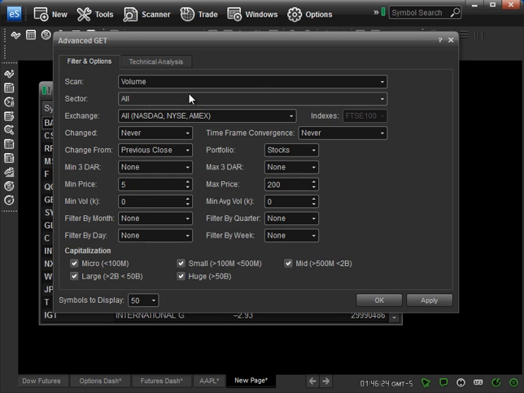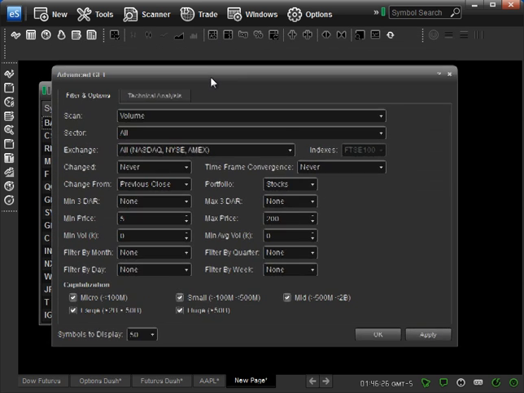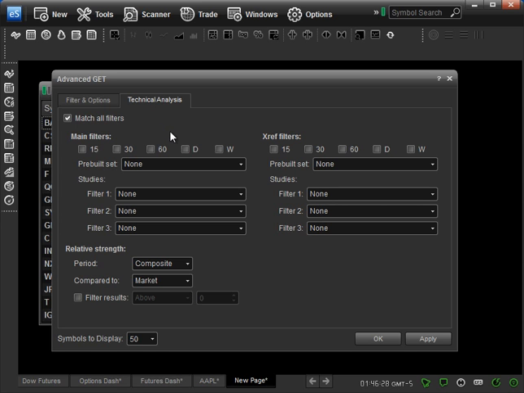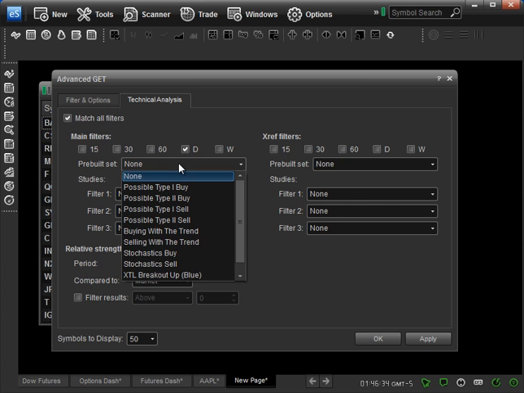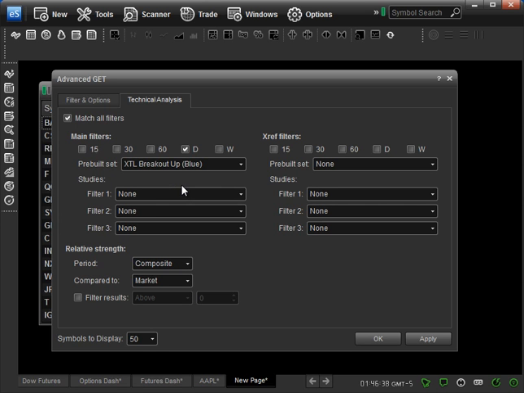I'm going to go into my properties, and I'll go to Technical Analysis. Let's do this on a daily chart. Now here's the scan that I use for this pattern. Under Pre-Built Set, I'm going to scroll down and choose XTL Breakout Up Blue. That means the first blue bar.